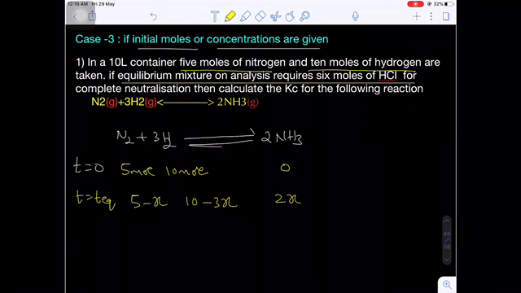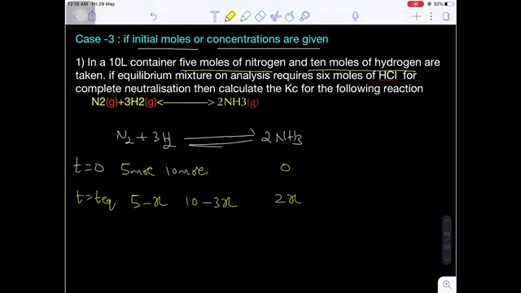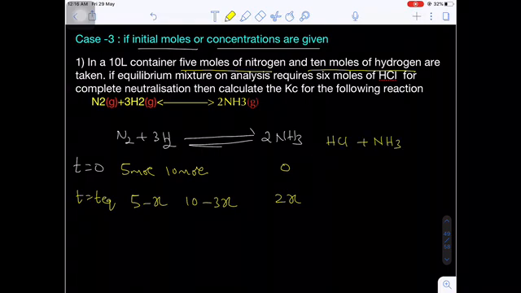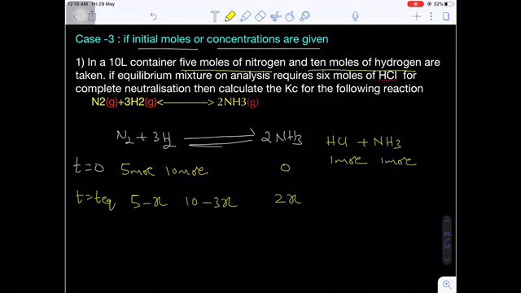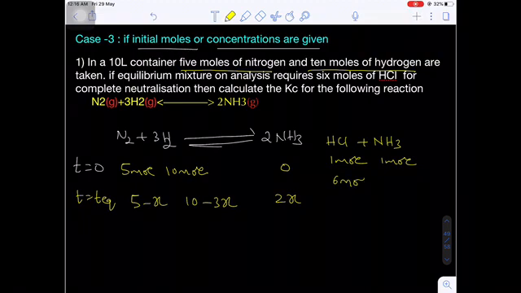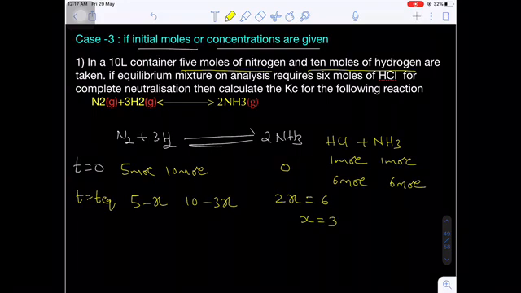In this mixture, nitrogen is present, hydrogen is present, ammonia is also present. Do you know ammonia is a base? Yes. A base can be neutralized by whom? Acid. That means hydrochloric acid is neutralized by ammonia, so the ratio should be 1:1. 1 mole of HCl will consume how many moles of ammonia? 1 mole. If 6 moles of HCl is there, obviously 6 moles of ammonia should be present. That means the total moles of ammonia, 2x, is equal to 6. So you will get x value as 3.